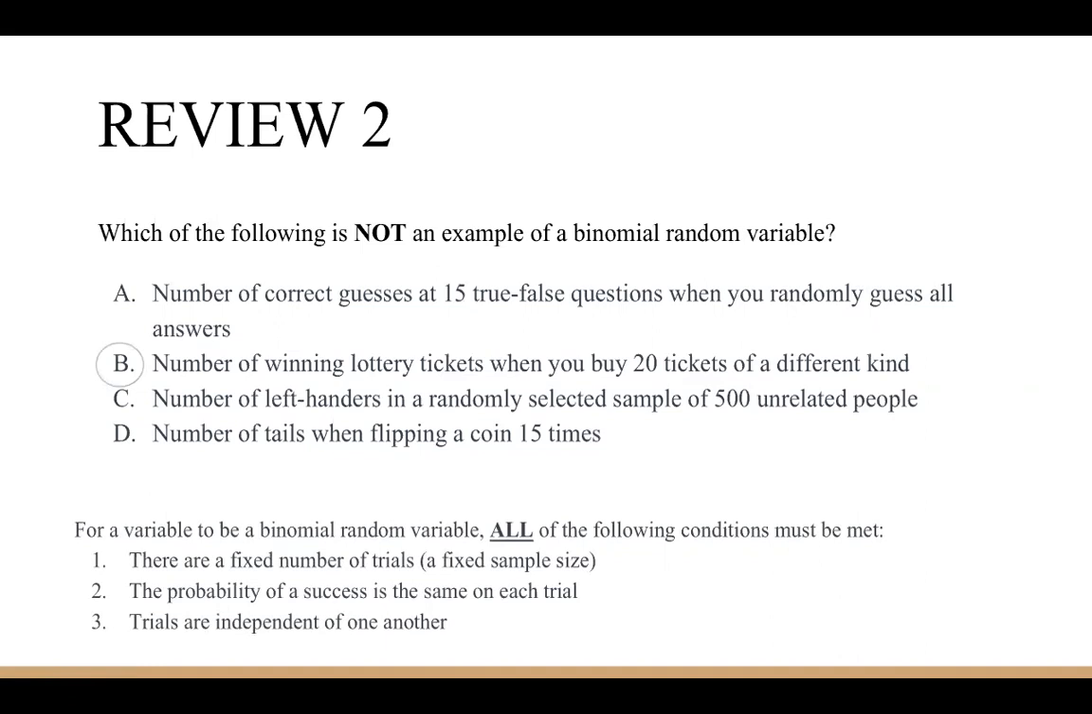And then C, the number of left-handers in a randomly selected sample. There's a fixed number of trials here. They're independent of one another, and the probability of success is the same on each trial since they are random. And then the reason why B is the answer here is because of the number of winning lottery tickets. There is a fixed number of trials, which is 20, but the probability of success is not the same on each trial since each lottery ticket is different. But if each lottery ticket was the same, then that would make it a binomial random variable.